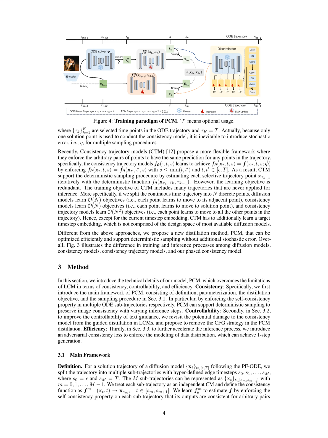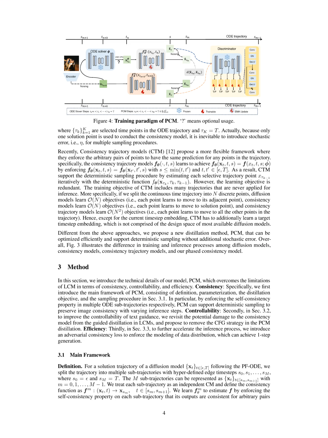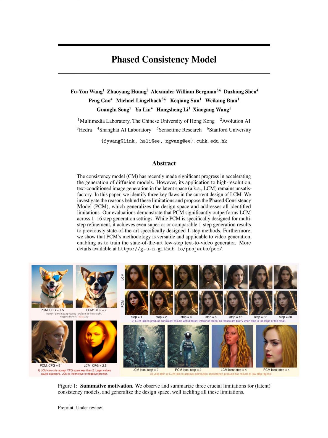Step by step, PCM first splits the trajectory into multiple sub-trajectories with defined edge time steps. Each sub-trajectory is treated as an independent consistency model. The consistency function within each sub-trajectory ensures that outputs are consistent for arbitrary pairs on the same sub-trajectory. The boundary condition is crucial for successful training, and it is satisfied by explicitly parameterizing the consistency function.